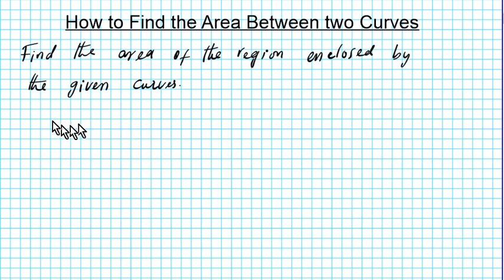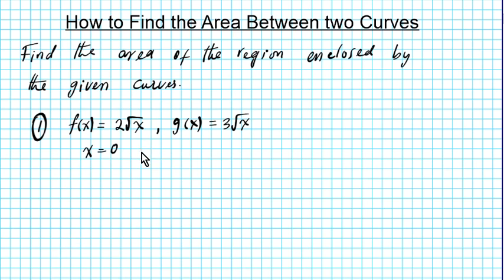Okay, so for question 1, let's say we have two radical functions. So let's say f of x equals 2 root x and g of x equals 3 times the square root of x, and then we have two vertical lines, x equals 0 and x equals 4. Okay, so we are going to find the area between these two curves bounded by these two vertical lines.